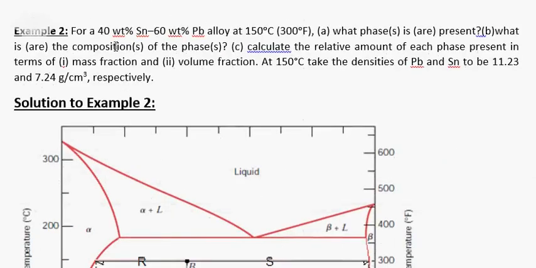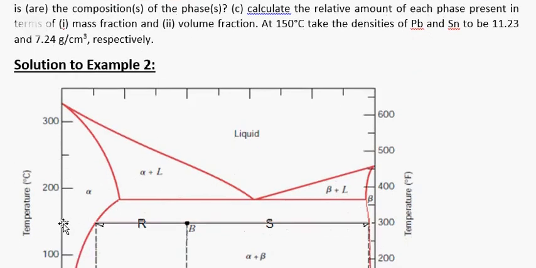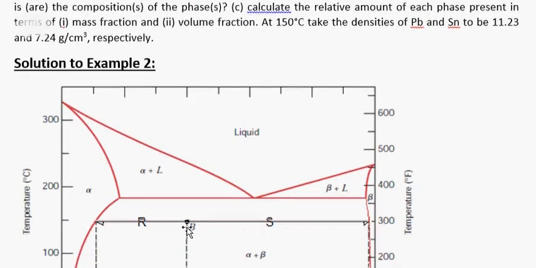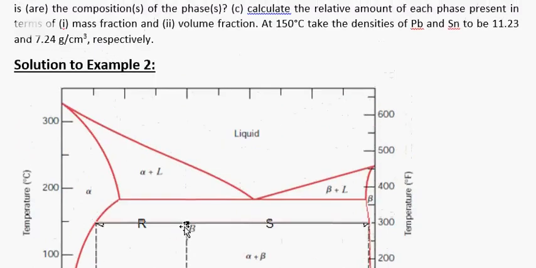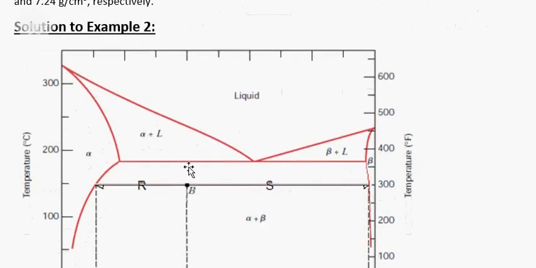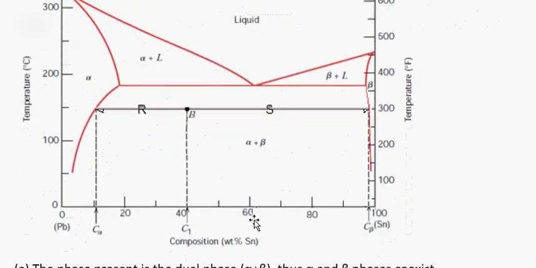Well, let's look at the second question. Here we have 40% by weight tin and 60% by weight lead at 150 degrees. So let's locate this point. This is 150 degrees, and we go down at 40%. This is the point. The first question is, what are the phases present? So the phase present is alpha plus beta. This is within the alpha plus beta region.